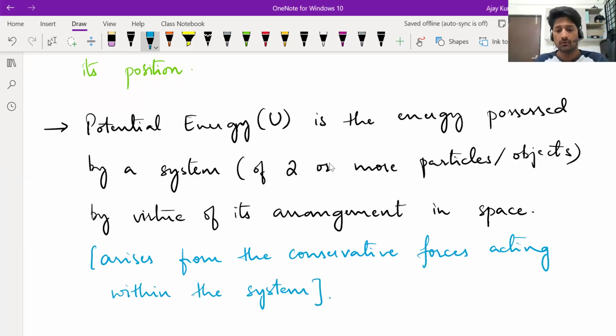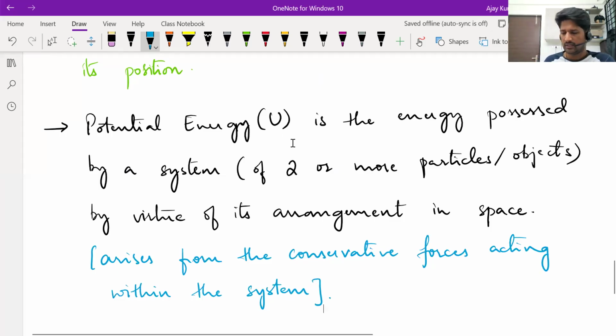Okay, so you will talk about potential energy only when conservative forces are involved. Every conservative force has a potential energy associated with it, or every conservative force acting within a system can give or take potential energy from that system. Anyway, this is just a definition. I'm sure you still didn't get any proper picture of it.